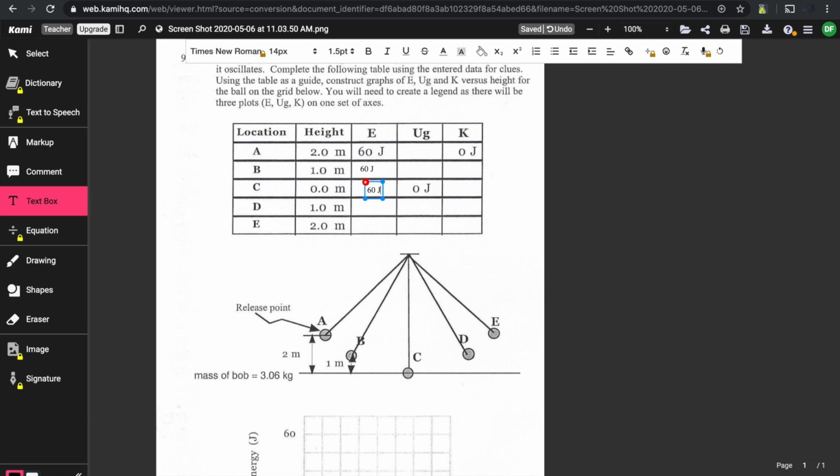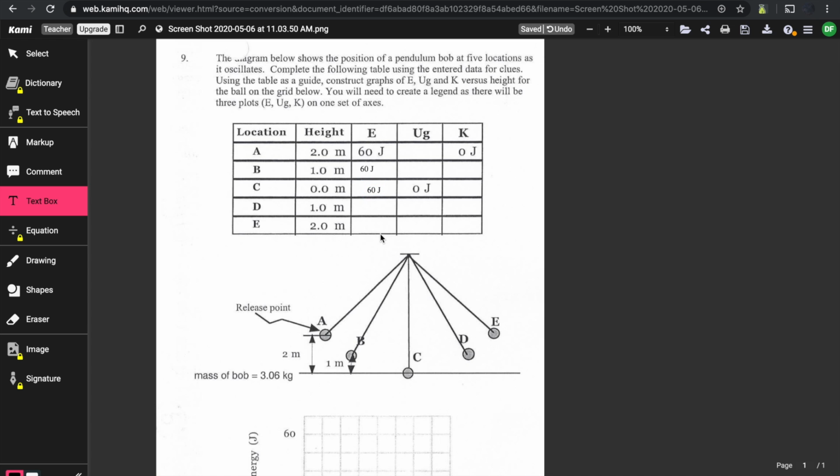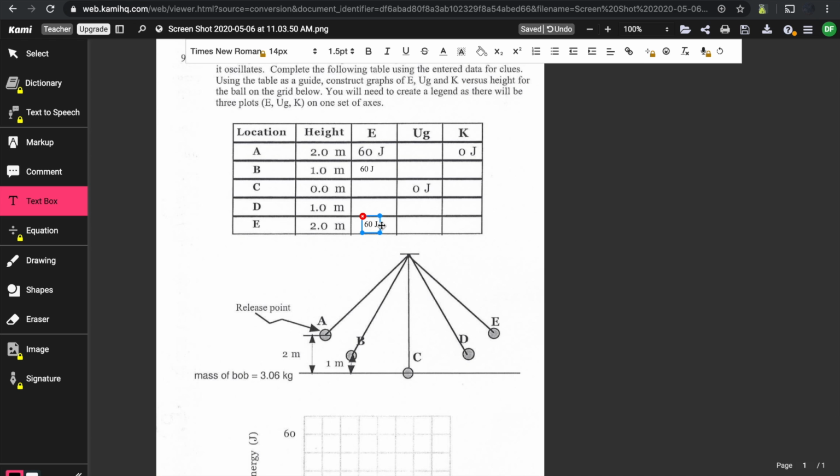Now we can see it. So all of these would be 60 joules all the way down. Potential energy is mgh. Guess what it should be? 60 joules. Why? Do the math.